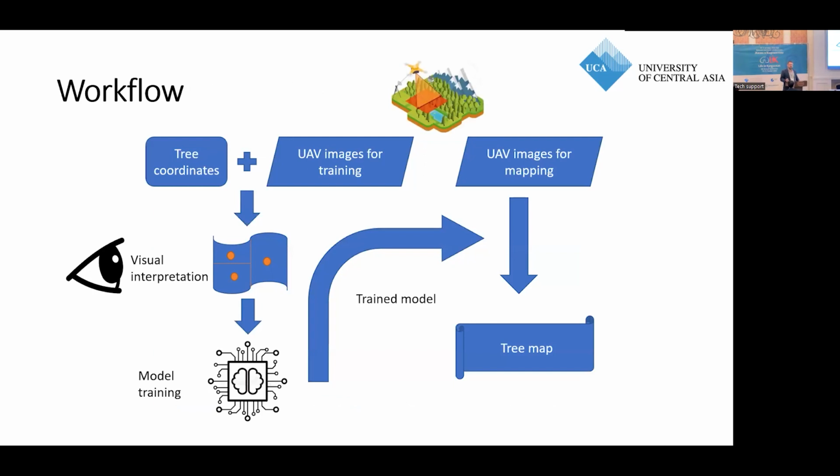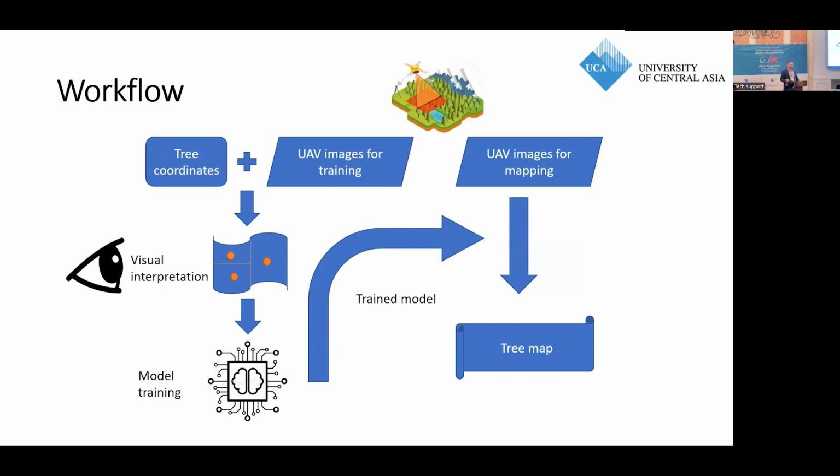And this is our basic workflow that we use for the tree identification. In the field, we also take coordinates of different trees, so that after we evaluate the image, we could see which trees are what, because it's not very easy for an unprepared person to tell which species is on the image.